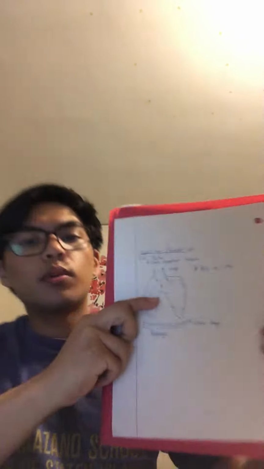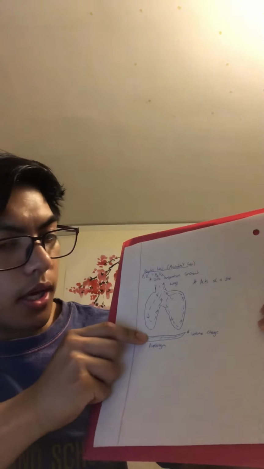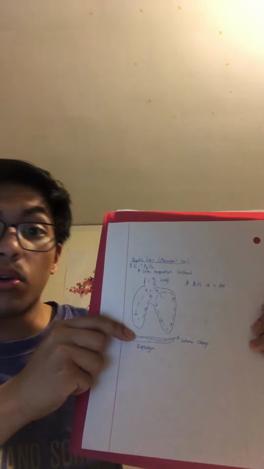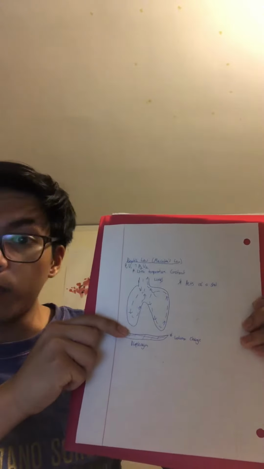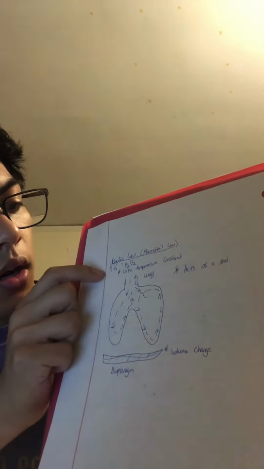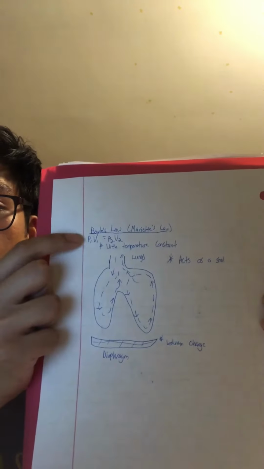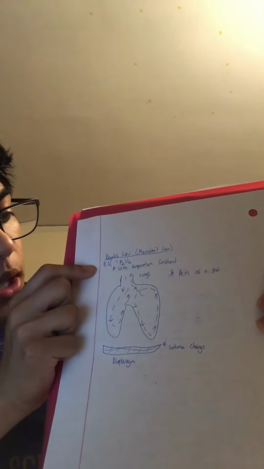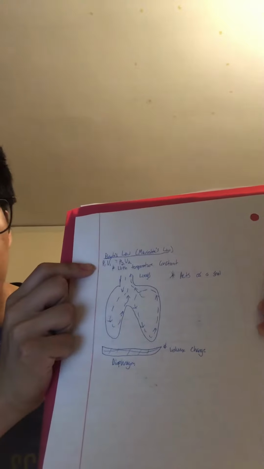Here, let me get it. So of the lungs, we have here. The lungs and the diaphragm are the major components or muscles that control our ability to breathe. And they can actually be modeled by, it might be a little hard to see, Boyle's law. So Boyle's law here is represented by P1 times V1 will equal P2 times V2.